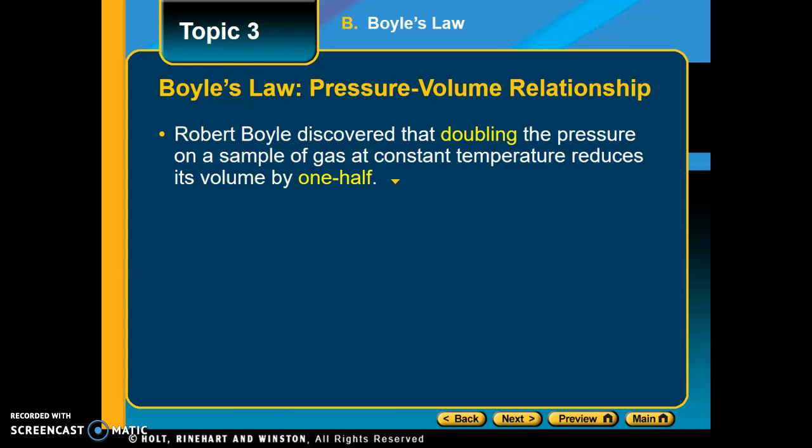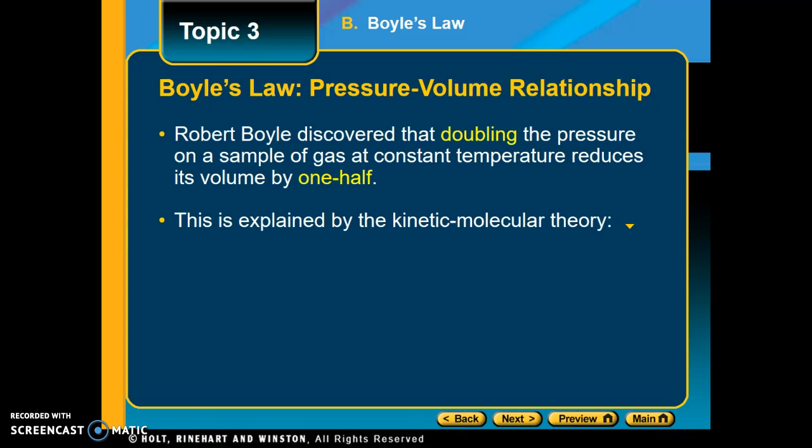Robert Boyle was a scientist who did some work with pressure and volume relationships, and he noticed that if you double the pressure, in other words, you make the pressure twice what it was before, on a sample of gas at a constant temperature, the volume of that gas was reduced by 1/2.